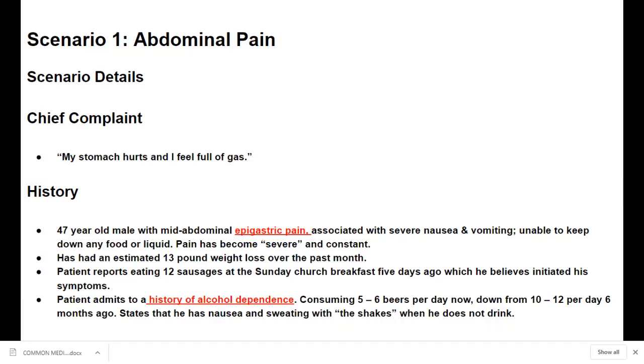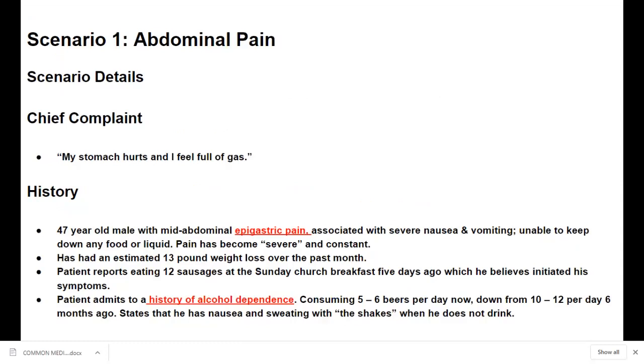Patient admits to a history of alcohol dependence, consuming 5 to 6 beers per day, now down from 10 to 12 per day 6 months ago. States that he has nausea and sweating with the shakes when he does not drink. Okay, so I'm going to point out the two in red, epigastric pain and history of alcohol dependence. So how are we actually going to code those? How would you actually code those?